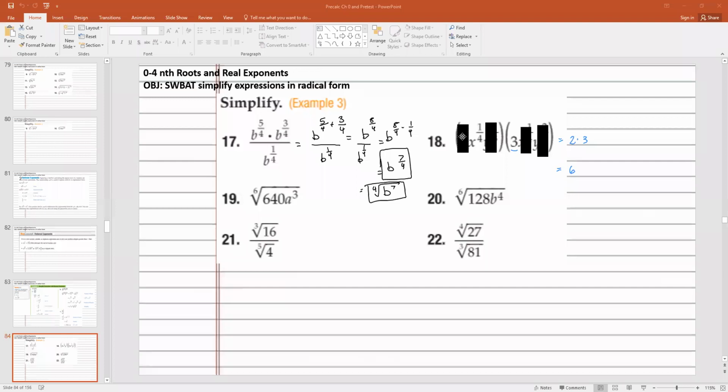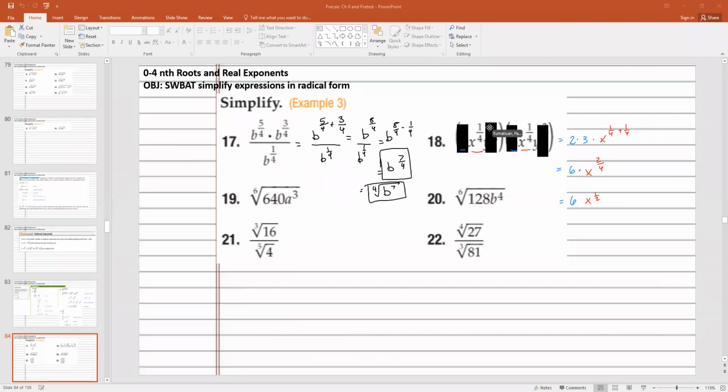And now we're going to look at the x's. We have x to the 1/4 times x to the 1/4. When you multiply, you add. So x to the 1/4 plus 1/4, then you get x to the 2/4, or x to the 1/2 power. All right, done with the x's.